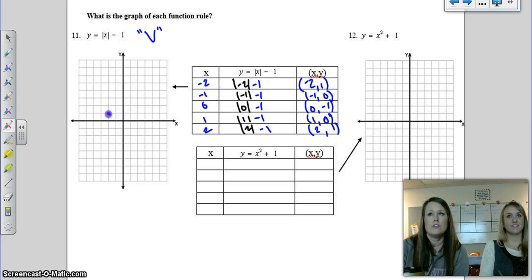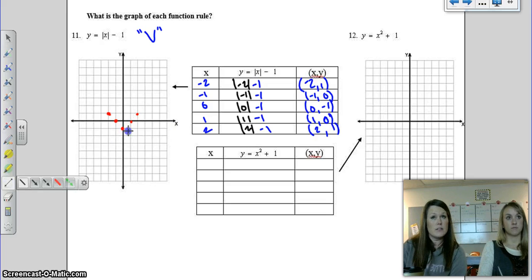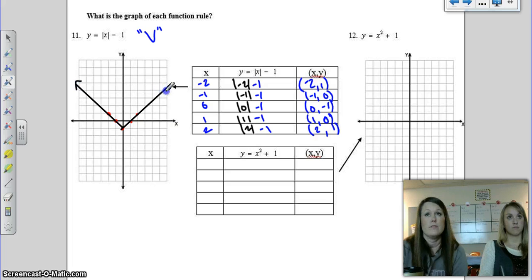Okay, so 2, 1 is there. -1, 0 is there. And then it's going to be a mirror image. And then 2, 1. And then I should connect my dots with a straight edge. And I should extend farther than just the dots. Go the whole graph. Put lines and arrows. Done. And I'm good. And again, it made a V. Proved it to myself.